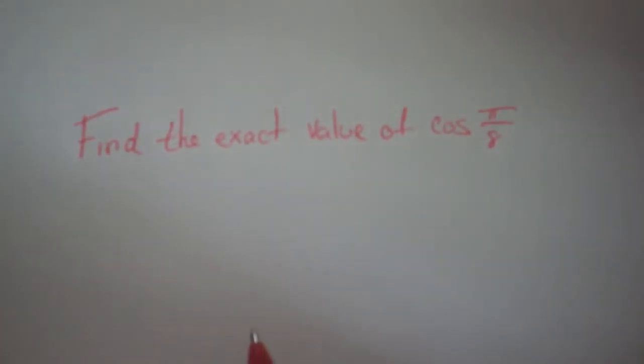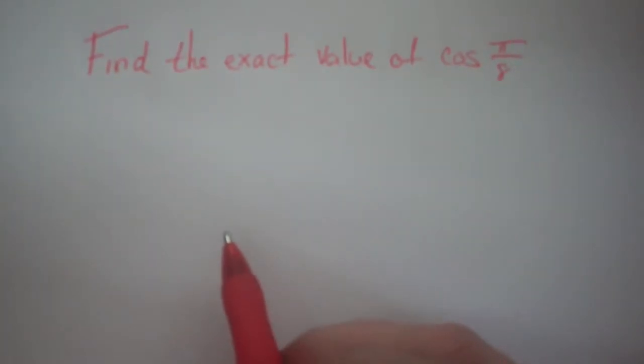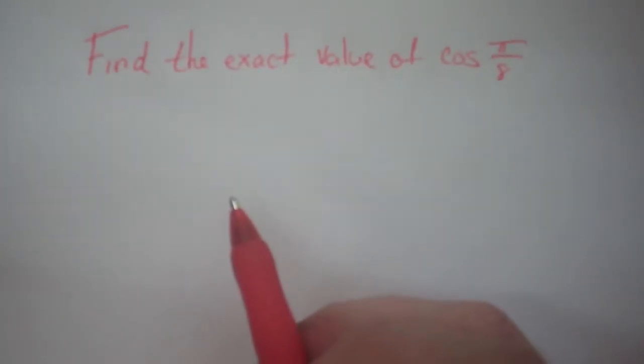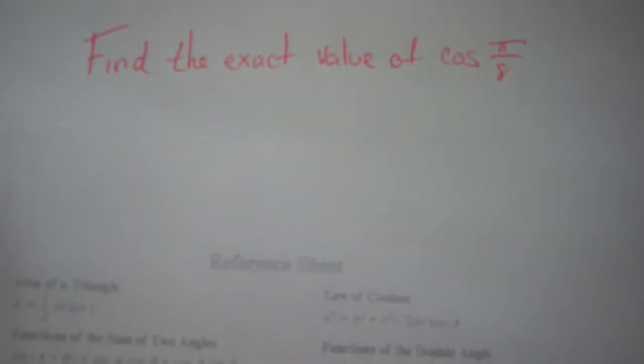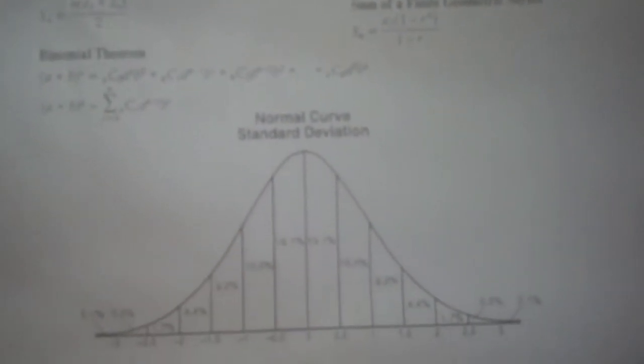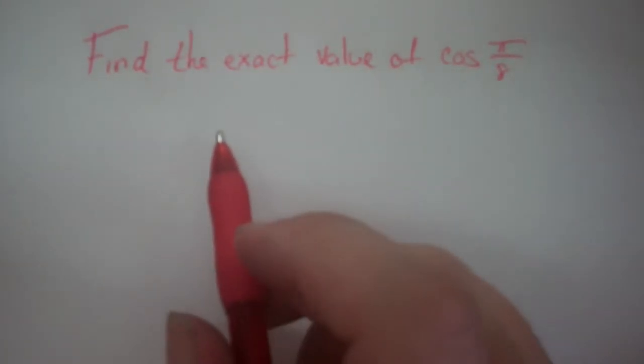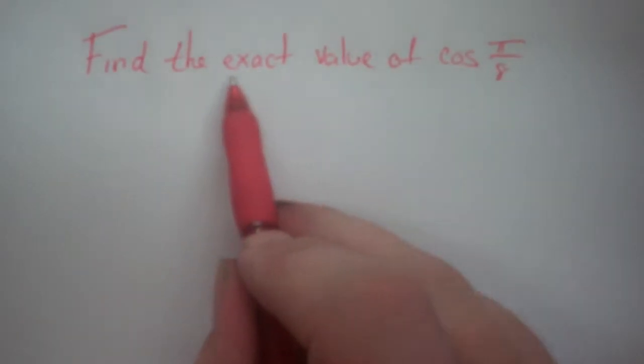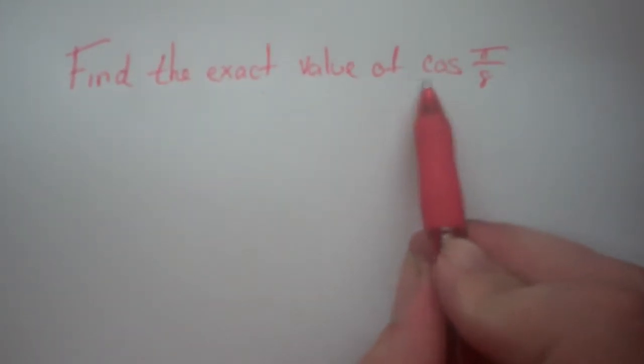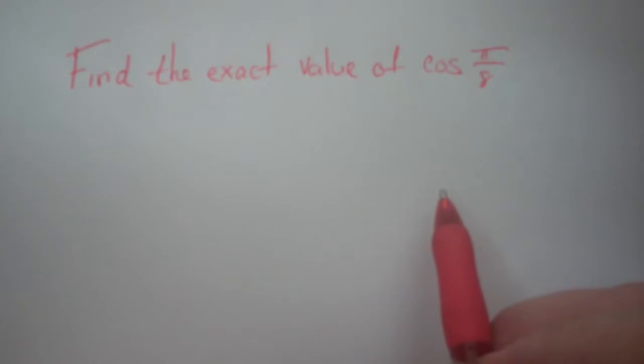In this video, we're looking at using trigonometric formulas. These are the type of formulas that you find on the back of the Regents exam and on the reference sheets that you've been given. The reference sheet that looks like this one. And this problem says, find the exact value of the cosine of pi over 8.